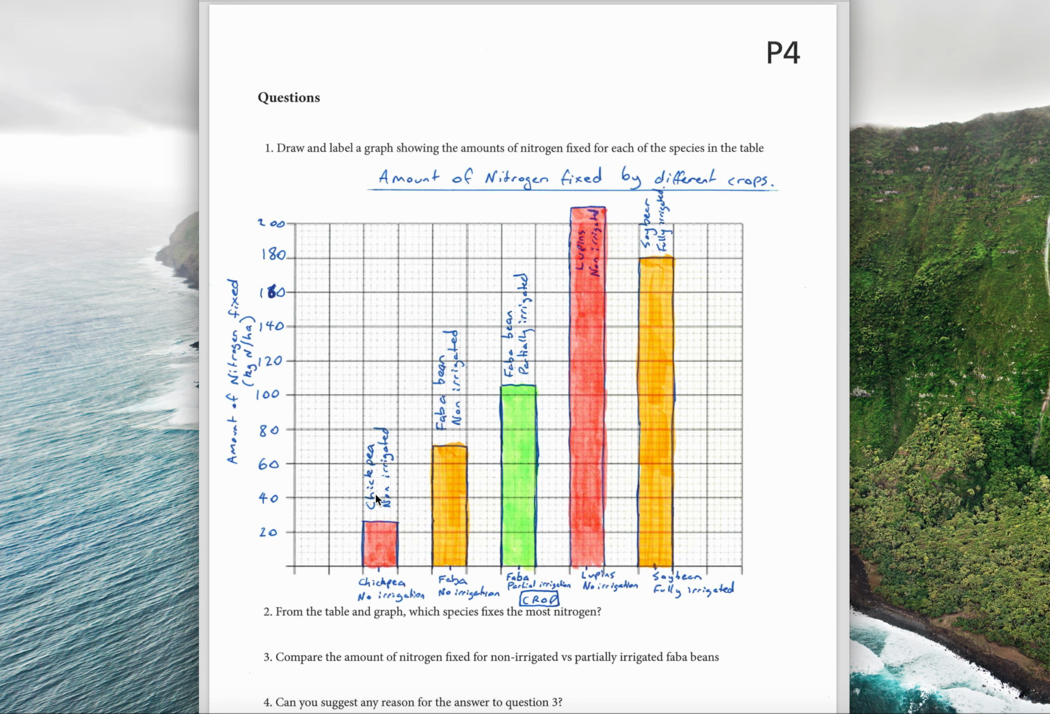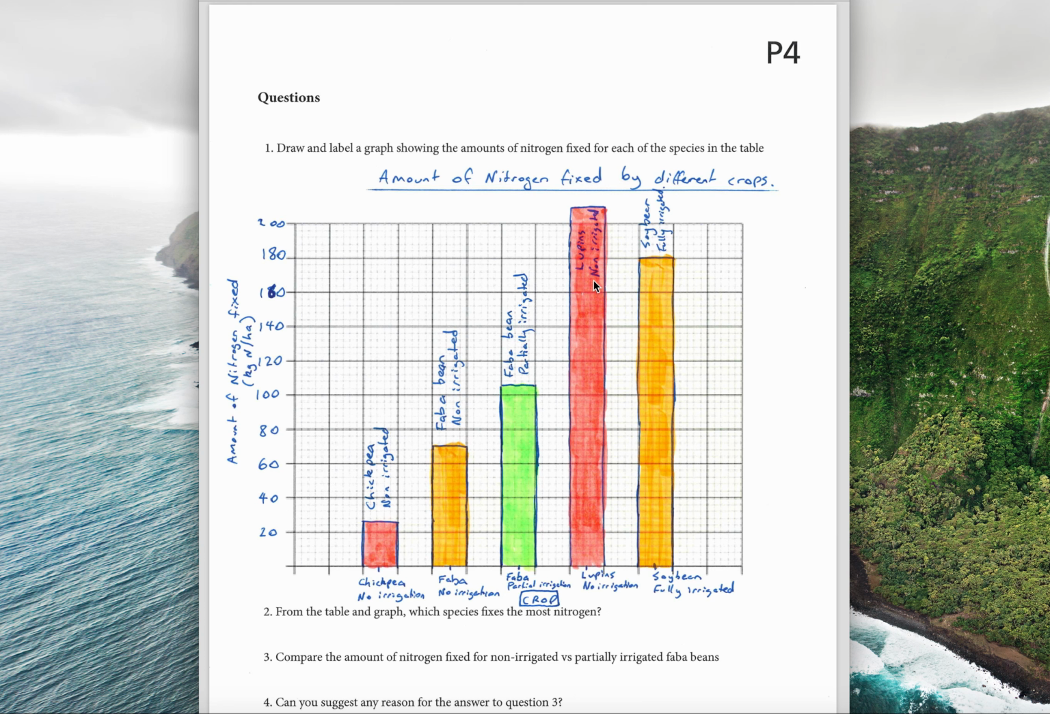We have chickpea, not irrigated. We have faba bean and faba bean here. This is not irrigated. This is partially irrigated. We have lupins, that is not irrigated, and then we have soybeans, which are fully irrigated. So obviously, not irrigating a crop is much easier and cheaper than irrigating.